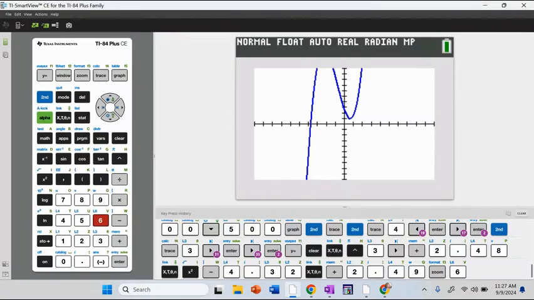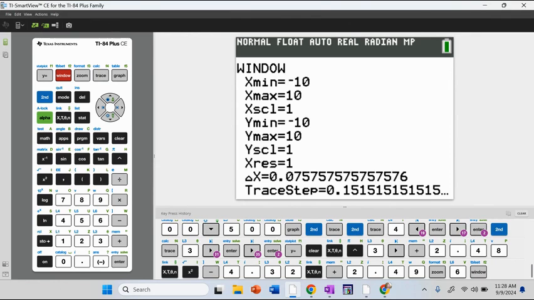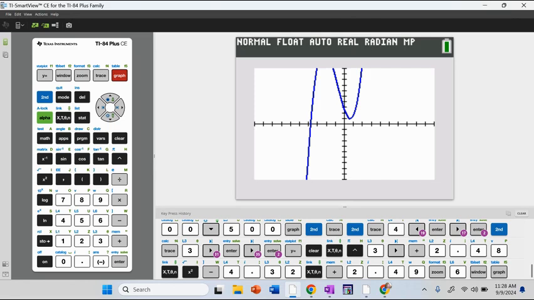What zoom 6 does is my window goes from negative 10 to 10 again. Okay, so it does incorporate everything I need. Well, actually, I got lucky. It gets me back to that negative 10 to 10, but I can tell I have everything I need.